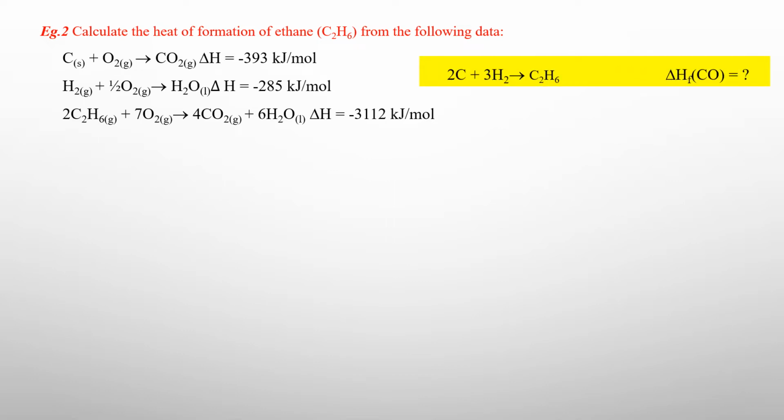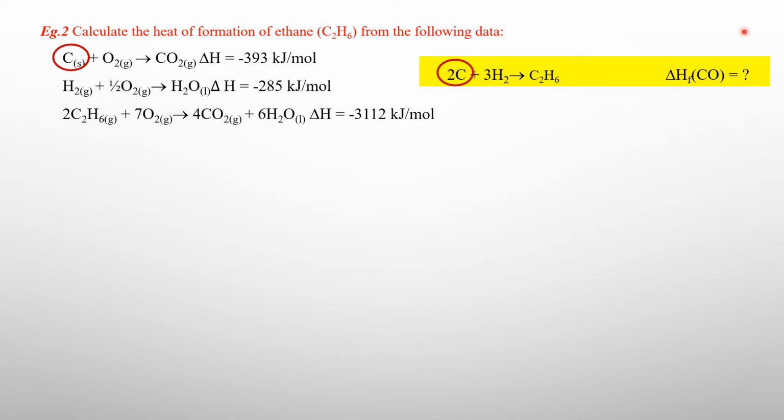All right. So now we need to manipulate these three equations around so that we change these equations into this format here. We want 2 carbon on the reactant side, so we have to change the 2 carbons from here. We need 3 hydrogens on the reactant side and we want 1 mole of ethane on the product side. Okay, so let's check out which equations have the common items. So equation 1 has carbon. Okay, we have 1 mole of carbon on the reactant and we want 2 moles of carbon.